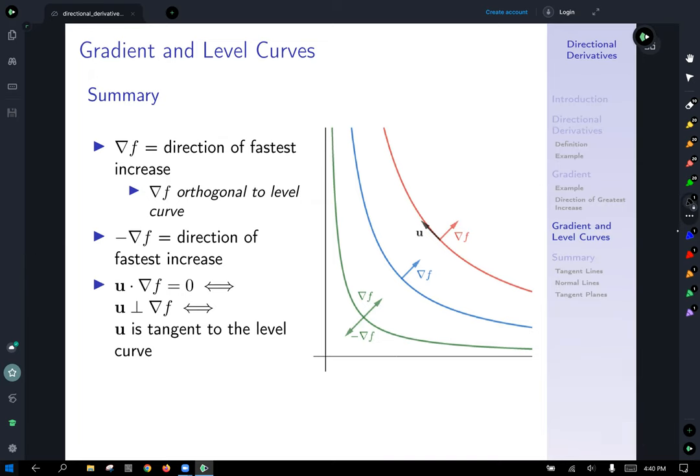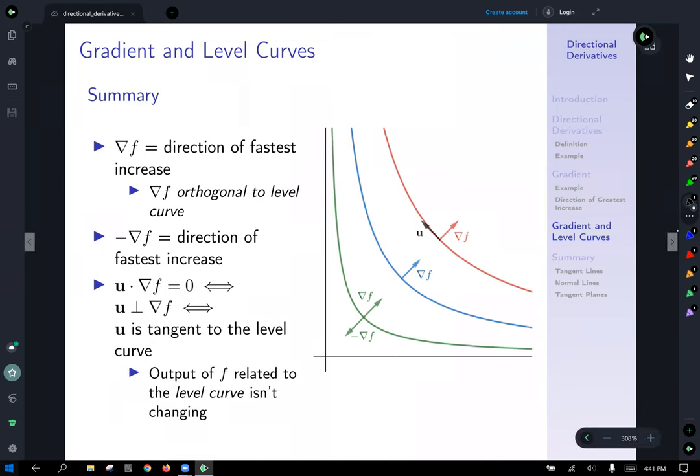And what do you have if the directional derivative is equal to 0? That's the same as the dot product of a unit vector in the direction u, dotted with the gradient, equal to 0. That tells us that since the gradient is orthogonal to a level curve, then that u is going to be tangent to our level curve, meaning that u is going to be perpendicular to our gradient. And it's going to point in the direction of travel along the same altitude, the same height along that level curve. So if you travel in the direction of u, when the derivative is 0, the output of f will not change because you'll be traveling along the level curve.